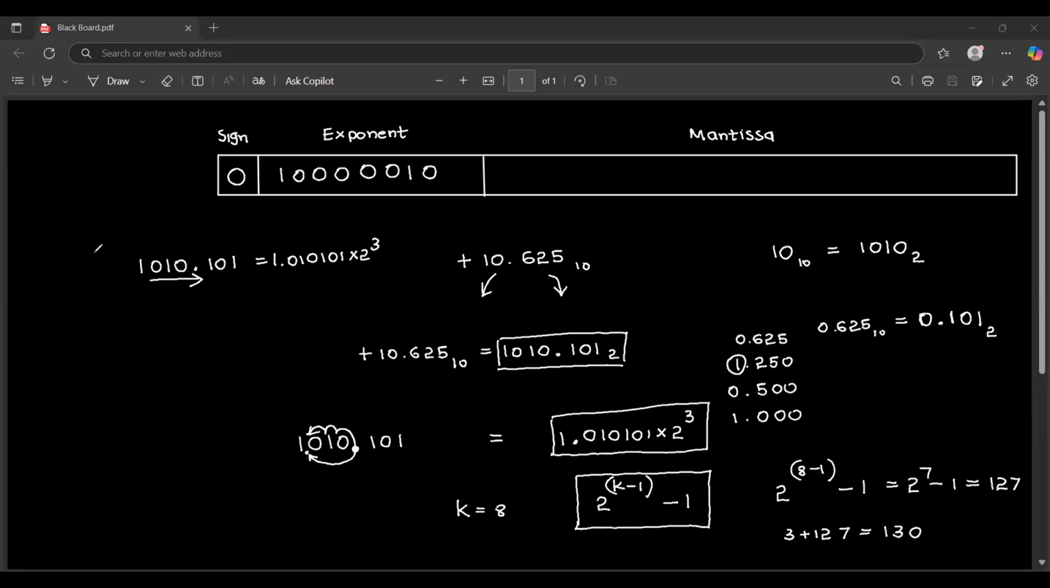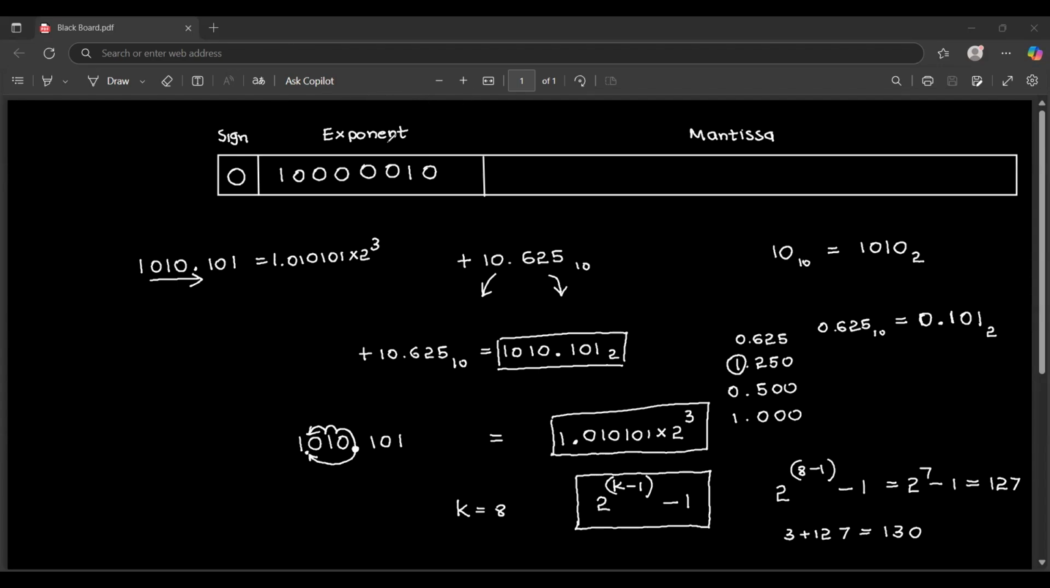Why do we have to bias the exponent? It's a good question. Think of it: if you just directly put 3 here, and you have minus 1, what will you do? You can't represent minus 1. If you put 3 directly like this, you can only represent positive numbers. You can't represent negative numbers. That's why we do the biasing method.